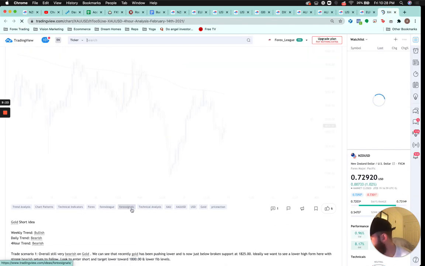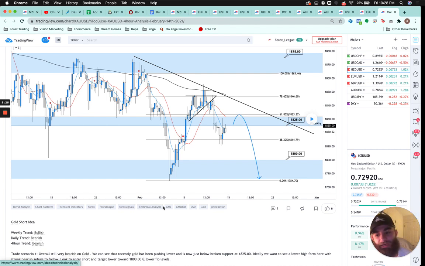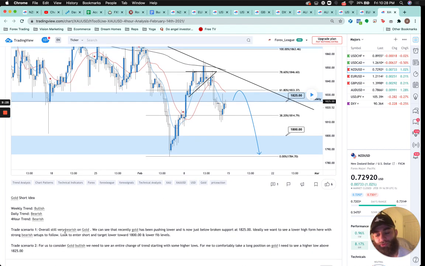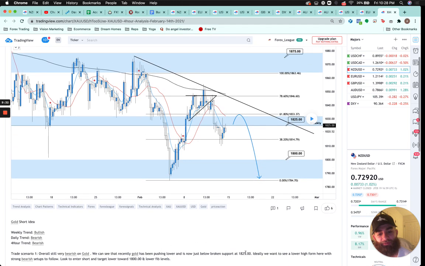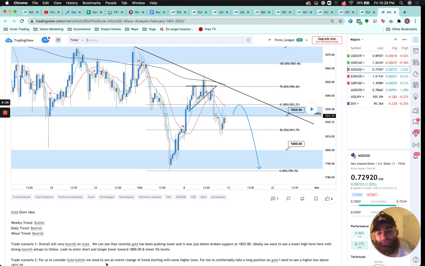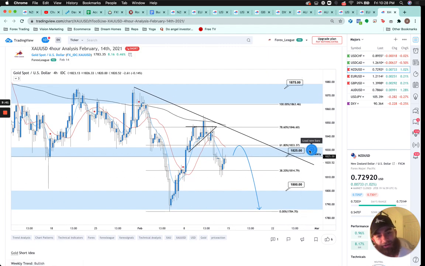And this was probably the best analysis given for the week. Gold. So overall, gold is very bearish. We can see that gold has been pushing lower and has now just broken below support at 1825. Ideally, we want to see a lower high form here with strong bearish setups. Look to enter short. So look how this thing played out.